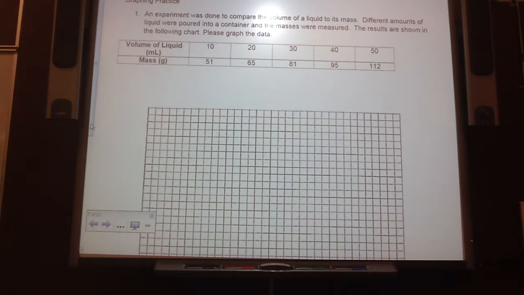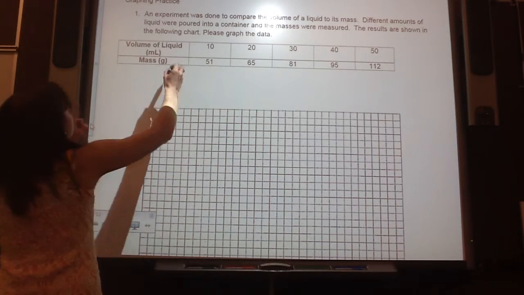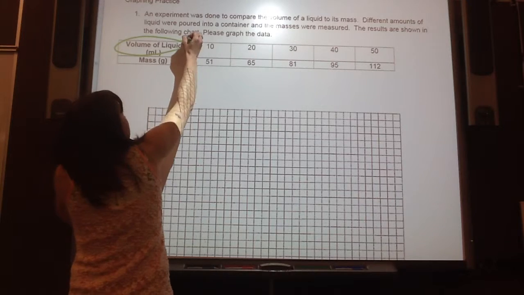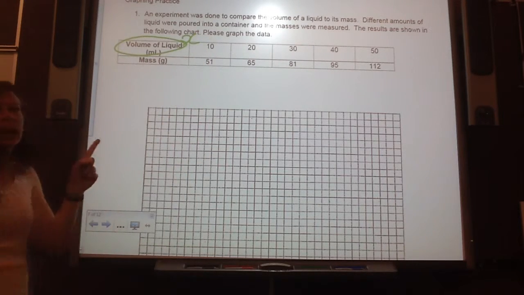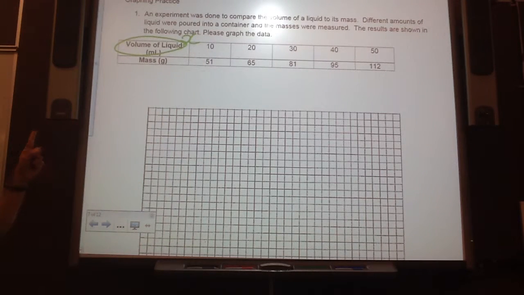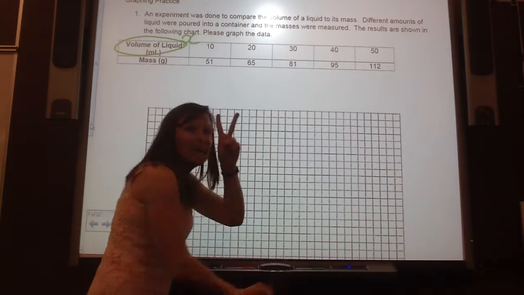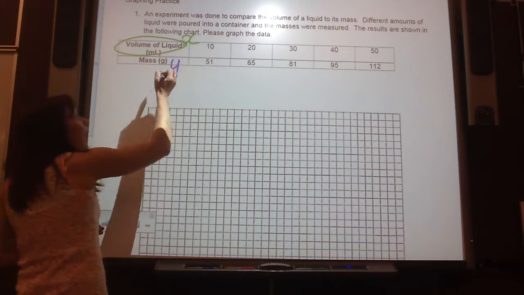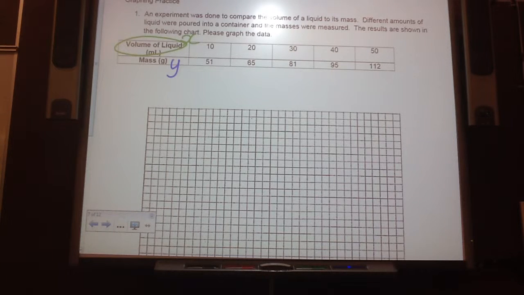So the masses are the result. You see that? The stuff the person did, that's the manipulated variable. The person poured liquid, so this must be X because it's the manipulated variable. Then the person measured a mass, so the measurement is the result. That's what they recorded. So the mass must always be the Y. Okay? So now you know how to plot it.